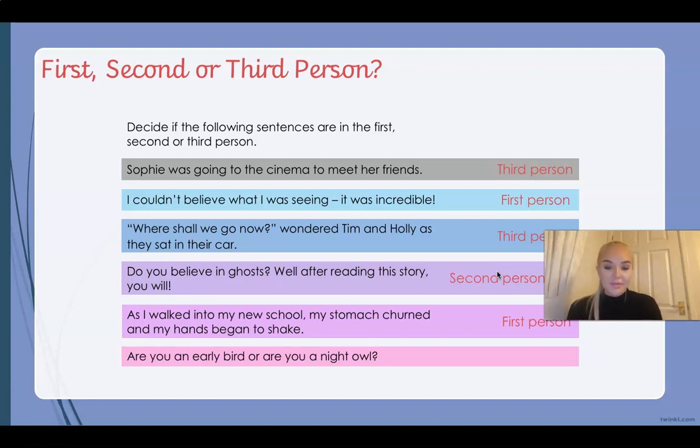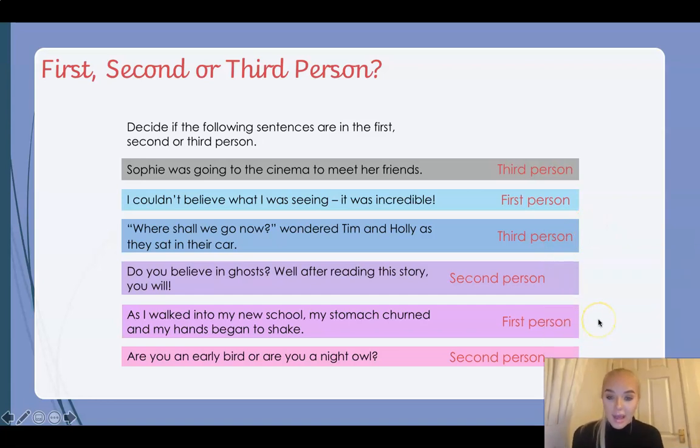Okay, can you guess? It is second person. You, an early bird. You, a night owl. There might be one more. Oh, no, there's not one more. Okay, well done, year 4. That is your first step into becoming fantastic at writing in the first person. Head over to part 2 and we will continue the rest of the lesson on.